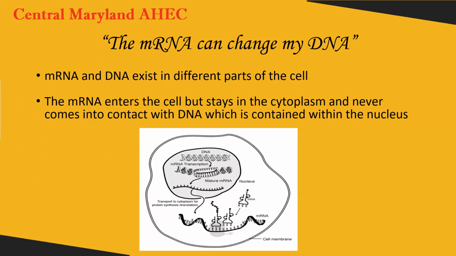Another concern that some may have is that mRNA can change DNA. So I touched on this a little bit earlier in the presentation, but just to go over it again, mRNA and DNA exist in different parts of the cell. So this is a diagram of a cell, and there's the circle within the cell that's shaded a little bit gray. This is called the nucleus, and this is where DNA resides. And then the area outside of the nucleus in the larger circle is called the cytoplasm. And that's where mRNA exists when it enters the cell, and it stays there, and it does not enter the nucleus or come into contact with DNA.